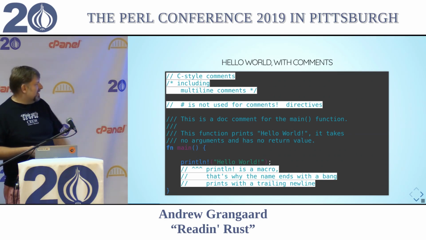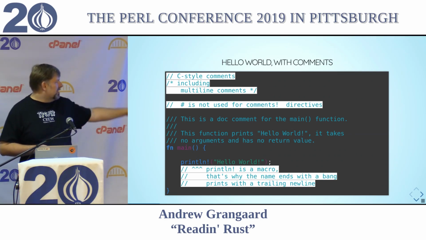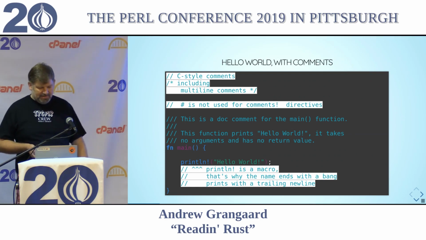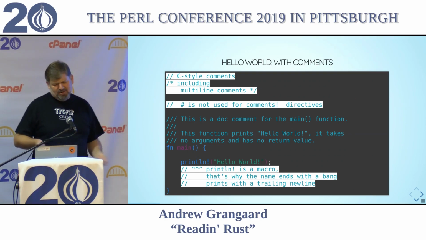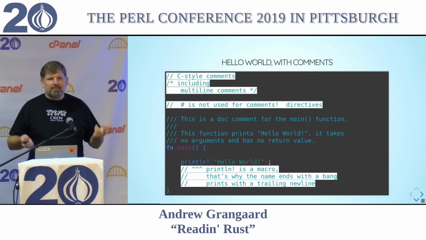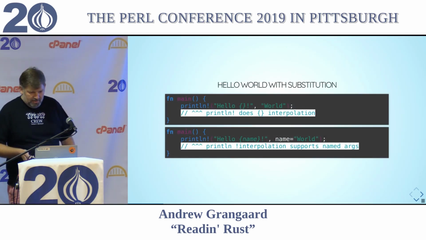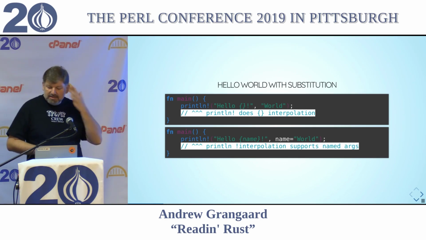And then I explained that, yes, print line is actually a macro. You know it's a macro because macros end with a bang, an exclamation point. And there's probably a print macro, though I never use that, but there's a print line macro, which includes the trailing new line. And print line is awesome because it does interpolation.